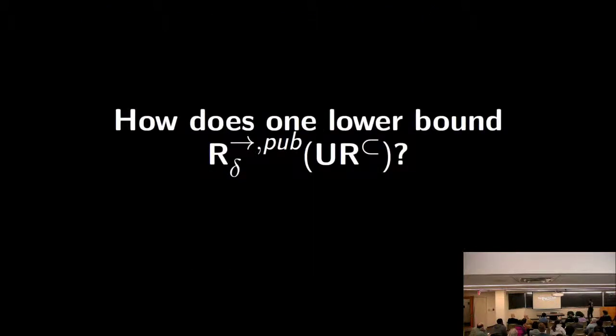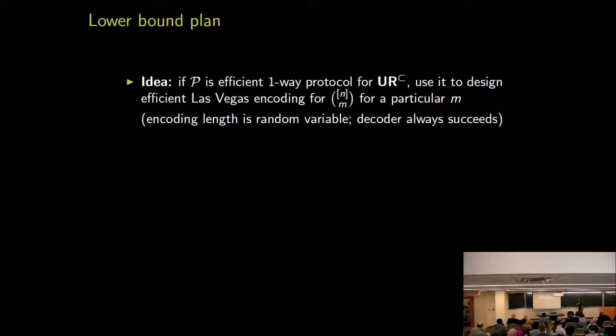Okay, so how does one prove this lower bound? I only have like 4 minutes, right, 11:15. So how does one prove such a thing? The lower bound plan is, again, some kind of reduction. Ultimately, it's going to be the pigeonhole principle. We're going to violate the pigeonhole principle if you had too good a solution for universal relation.